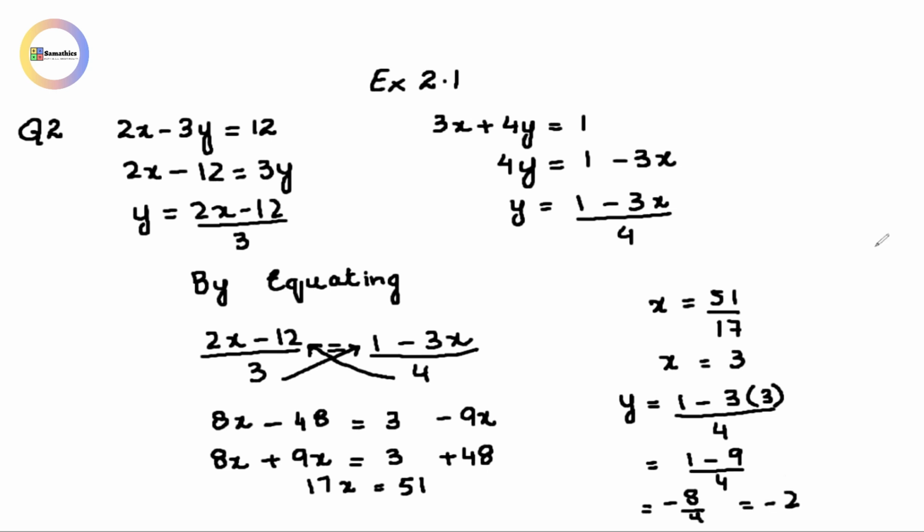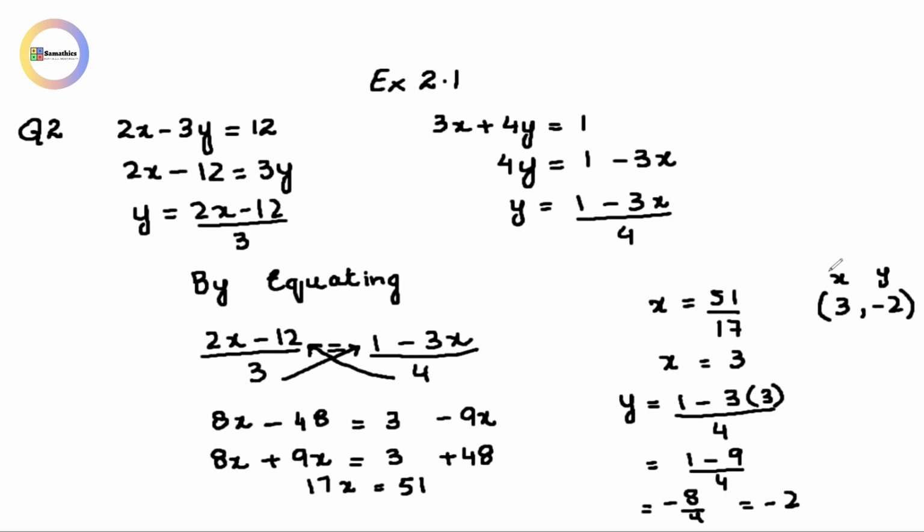Now once it is done, whenever you are solving simultaneous equations, you have to write the answer in brackets, in coordinates form. The value of x first and then the value of y. So this is x and this is y. Order matters here. You have to always write x value first and then y value, right?